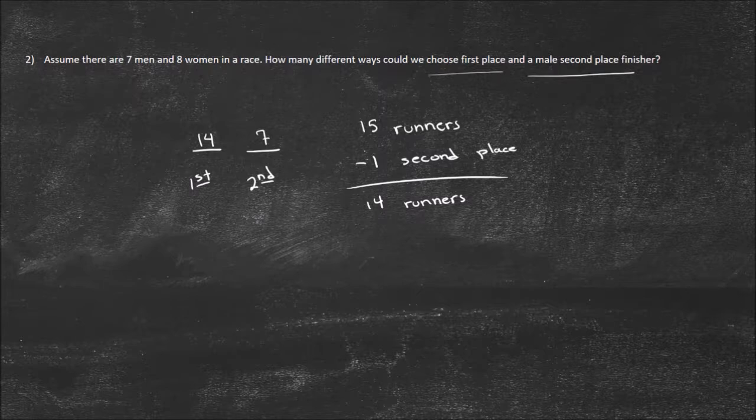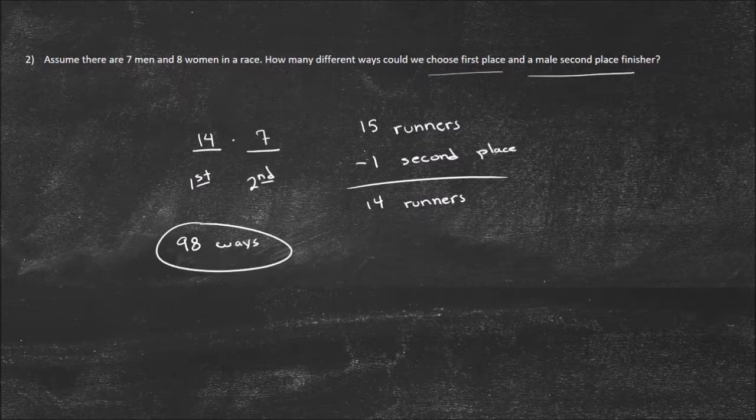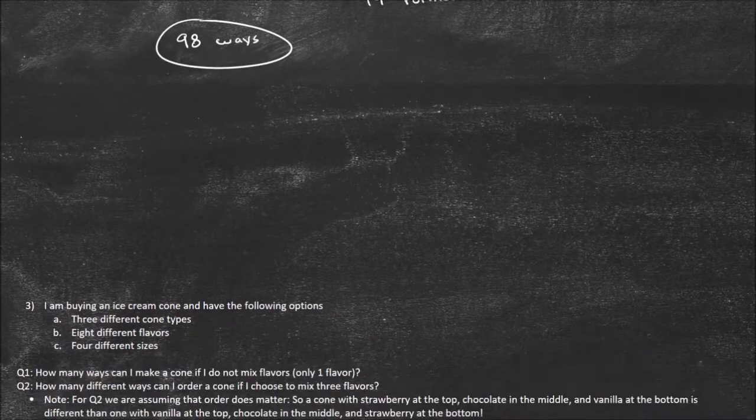So that's one way to do it. That's the way that makes sense in my head. So I would get 14 times 7, and that's 98 options. So there are 98 ways that you could have a first place finisher along with a male second place finisher. Basically, there are 98 scenarios where a male finishes second. All right, so let's look at the next one.